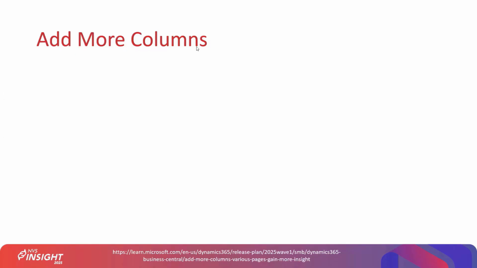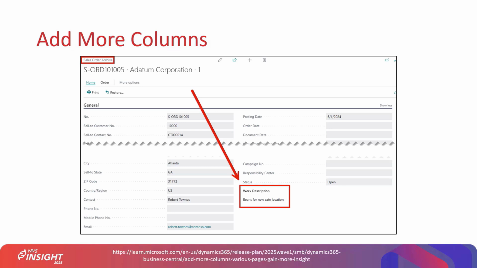We can now add more columns to certain pages. One example that I really like is the option to add the work description to the sales order archive documents. We could also do this with sales quotes that are in the sales quote archive, so this allows us to see that work description even when that document is in an archived status.